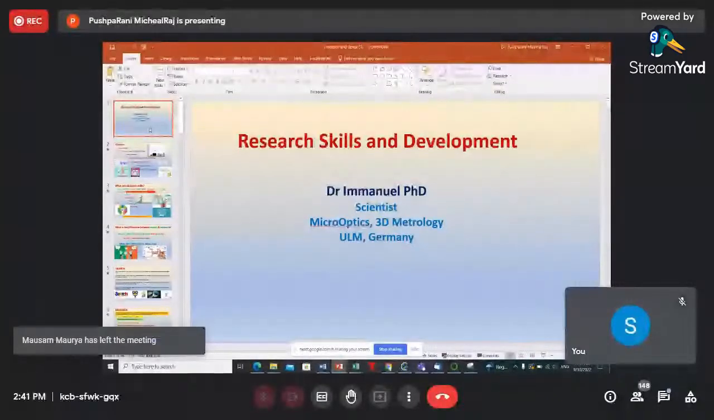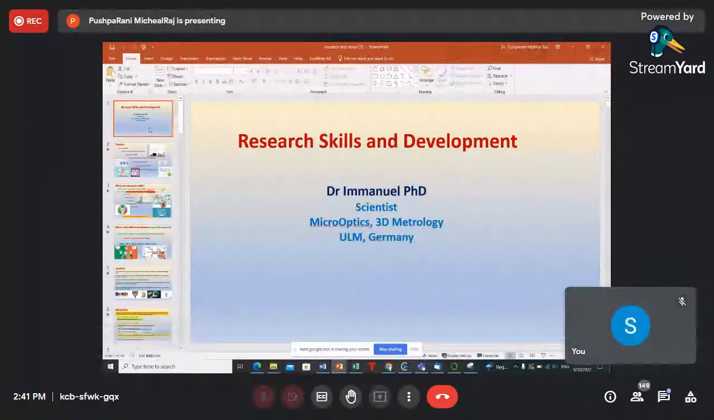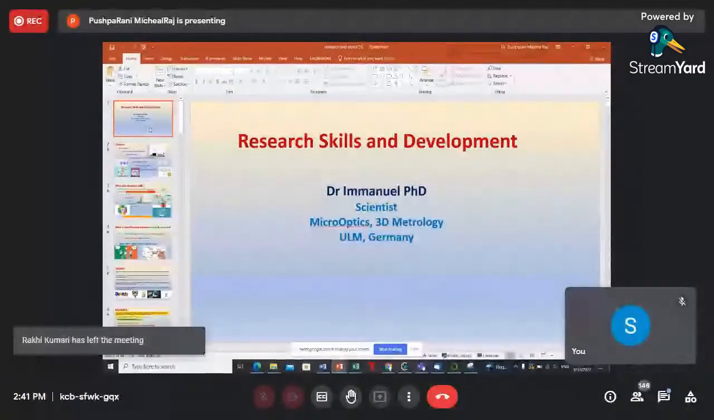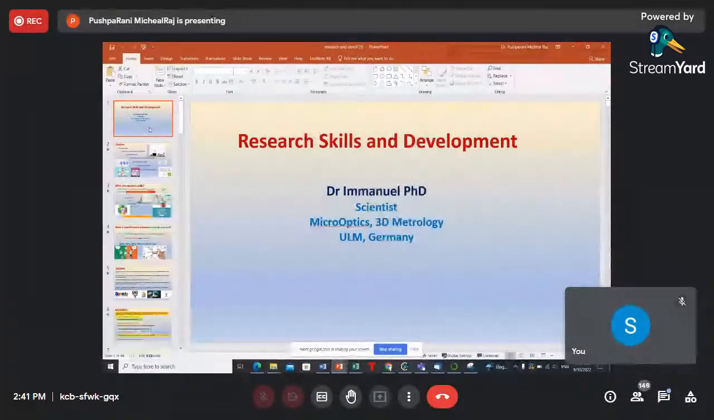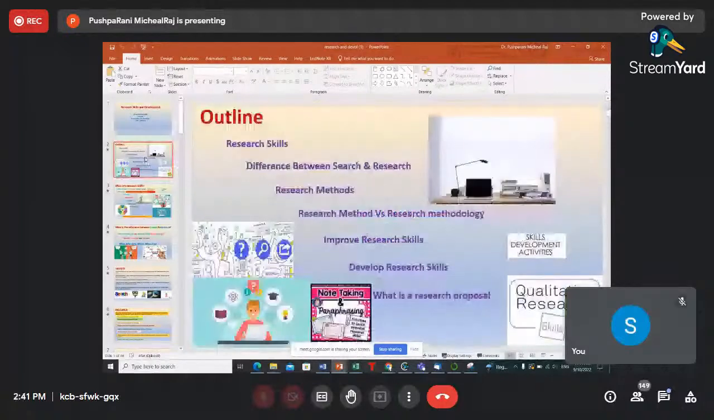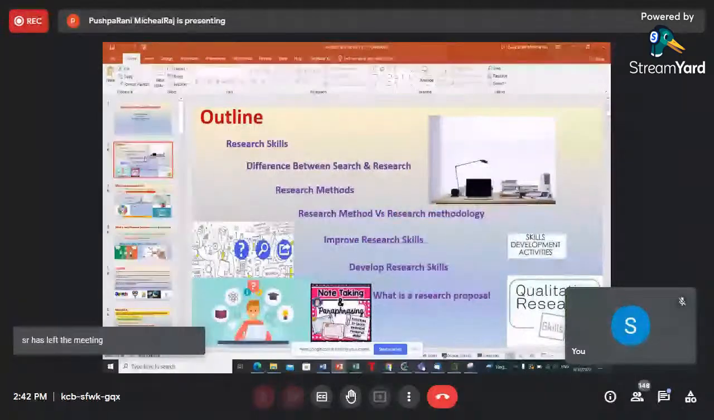So I'm working as a scientist at the University of Bonn Institute for Laser Medicine, and mostly I focus on making micro-optical components to enhance the light source, and also 3D metrology. It's a 3D measurement to measure the topography of any surface. Today, I would like to present research skills and development, how we can improve our skills and develop our research skills.